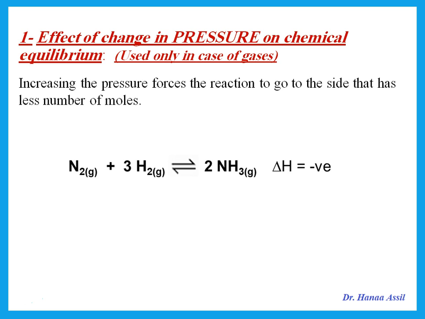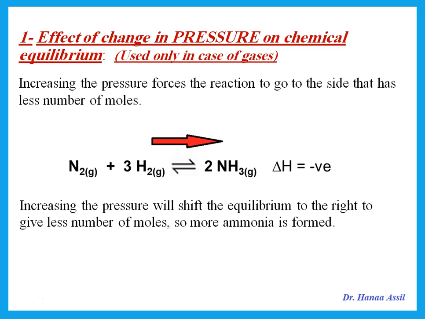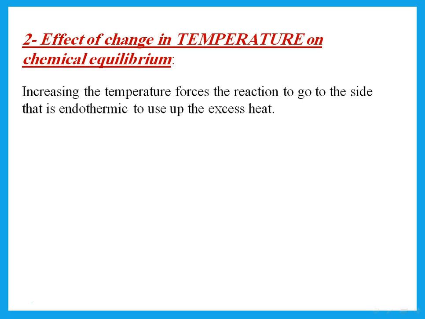It will go to the side with less number of moles. That means it will favor the forward reaction, or the point of equilibrium will shift to the right, and that would form more ammonia. So if he's saying we're increasing pressure, what is the effect on the point of equilibrium? It will shift to the right, or it will go forward. What is the effect on the yield of ammonia? It gives more ammonia since it is going forward and forming more and more of the ammonia.